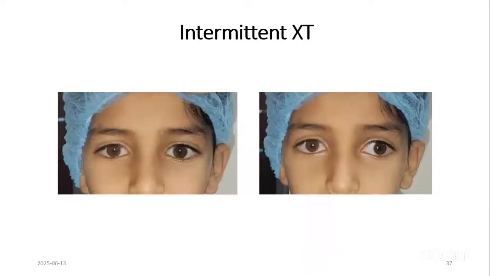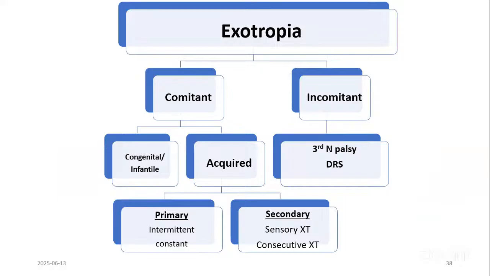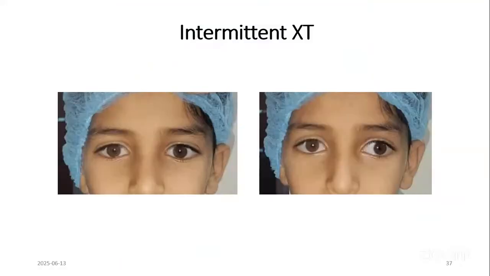Okay. So we will go to exotropia very fast, starting with this patient. When you see this picture, here the patient is ortho, here the patient is exo. So he has intermittent exotropia. In such patients, sometimes he will be ortho, sometimes he will be exo. So when we classify exotropia, how would you classify it?